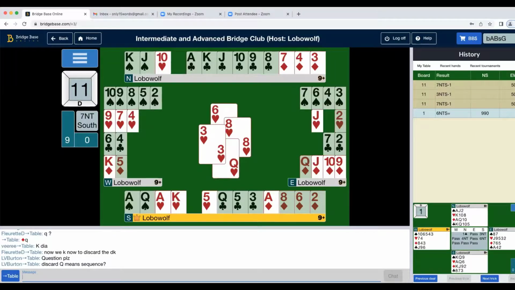Usually in no trump, we're discarding from suits that we don't like, because we want to save the cards in the suit we like as possible winners. But in a grand slam, you're just looking for one trick anyway.